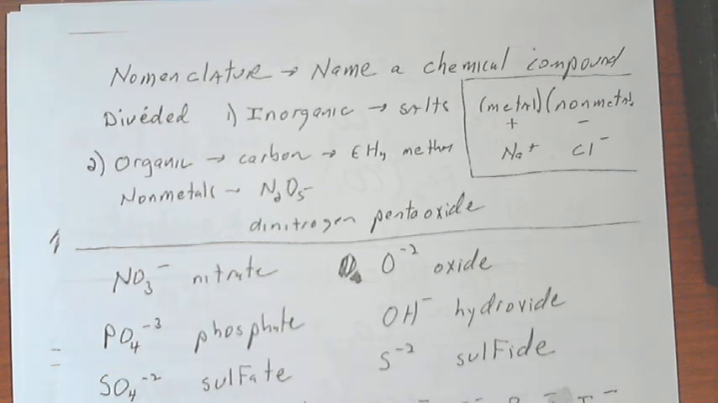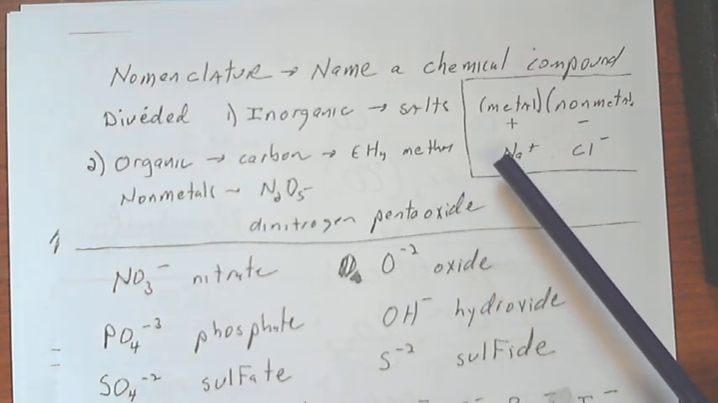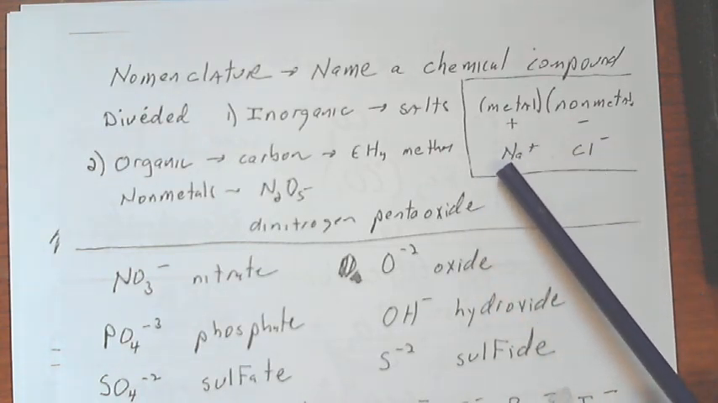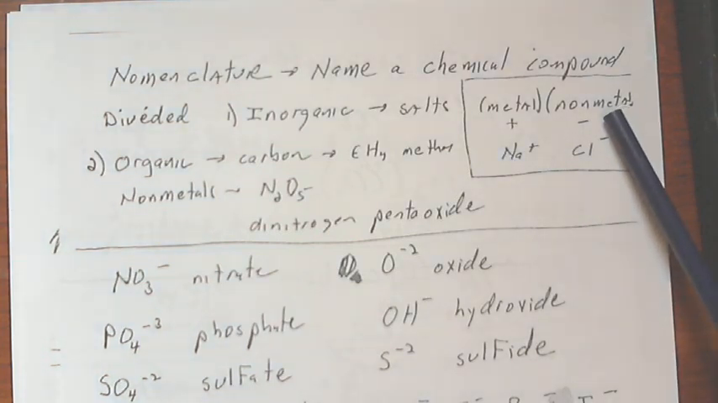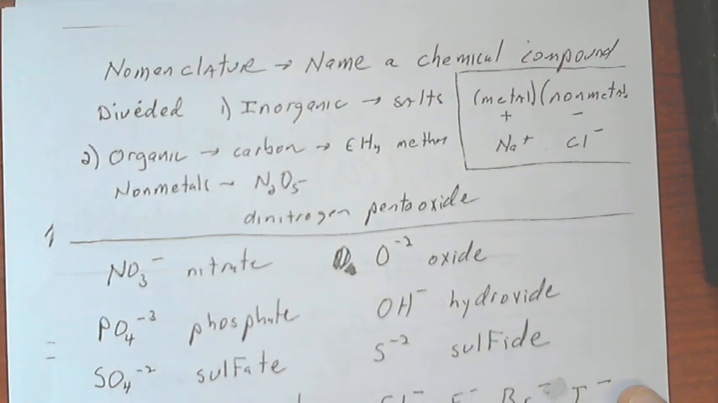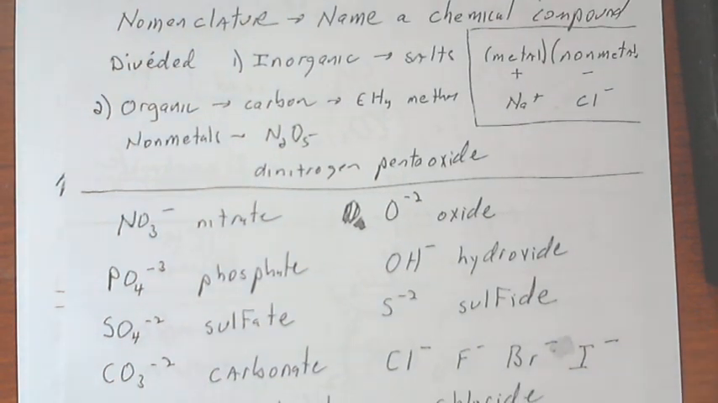Hi everybody, this is a quick review of nomenclature, or naming a chemical compound. We're going to focus on inorganic salts, because they pop up quite a bit, and have a little bit on some organic stuff. Remember when we talk about salts, the positive ion goes first, negative goes second. The positive one in most cases is a metal. The second one is a non-metal, but there are some exceptions. We'll also talk a little bit about organic, things like dinitrogen pentoxide or carbon monoxide, some of the basics.